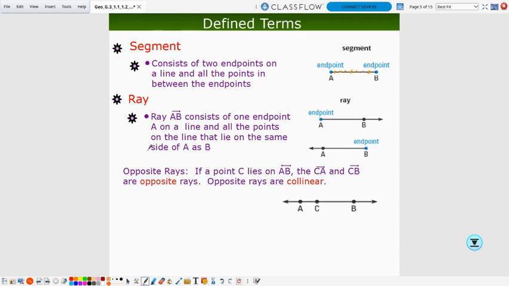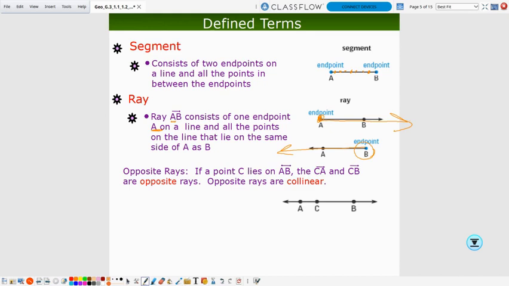A ray, and in this case we have ray AB, consists of 1 endpoint and all the points on that side of the line. So ray AB, we would name it as AB. A is the starting point. It's the endpoint, and then B comes after it. In this case, I would call this ray BA. B is my starting, or in this case, endpoint, but it has that solid dot on it.